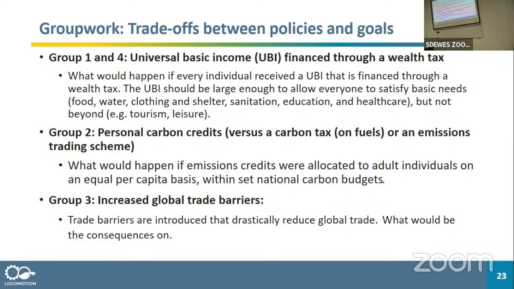So our group looks at the universal basic income. It's very hard to imagine that this is implemented globally, but we just assume that every country has their own wealth tax, and they have different standards of universal basic income for their own country.